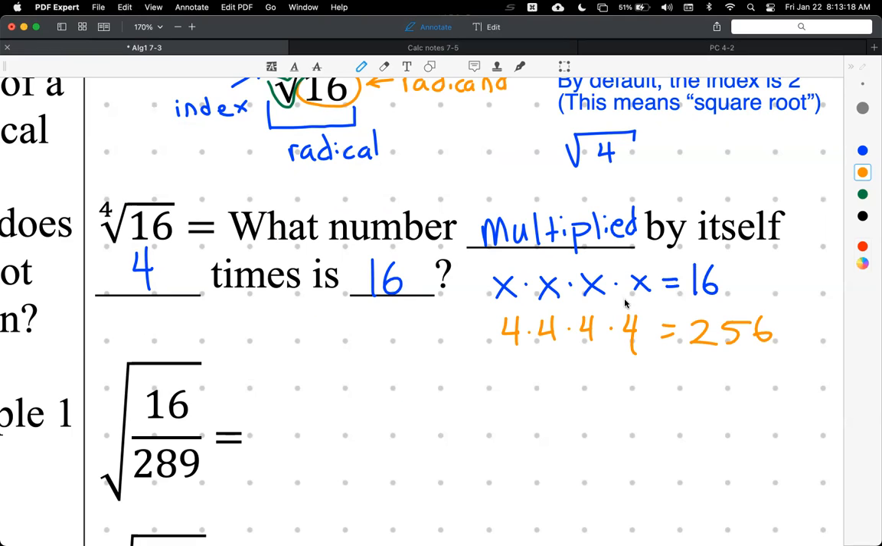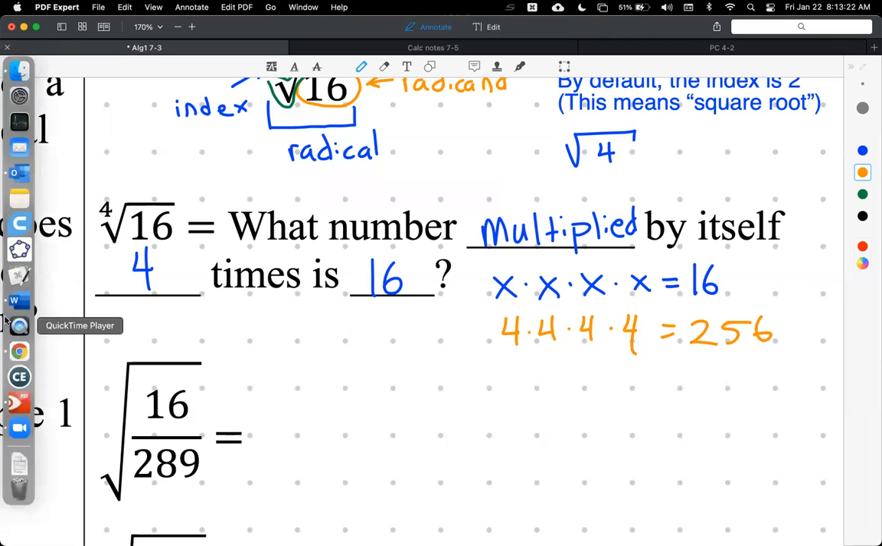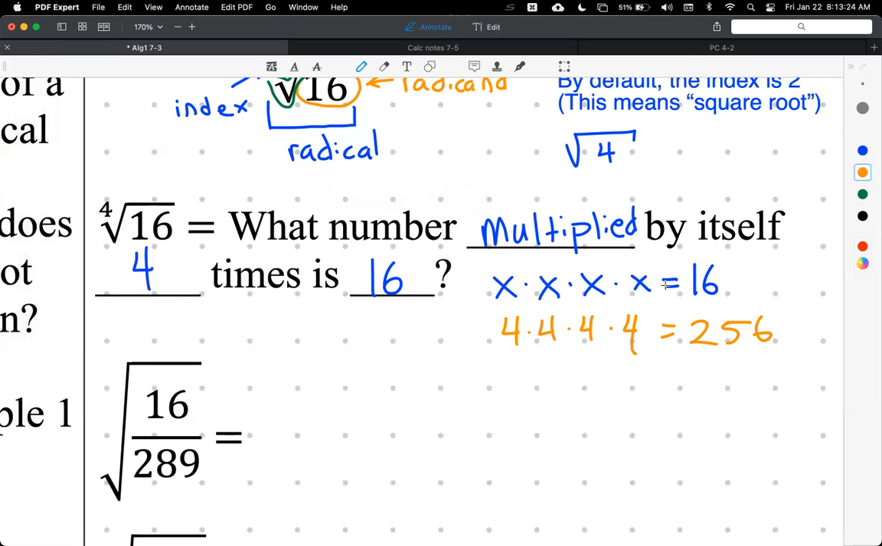Let's look at the chat. It just popped up. Yes, it is indeed 2, Jose, and all the people that put 2 up. 2 times 2 times 2 times 2 is 16. So the other way of saying this now is the 4th root of 16 is 2.